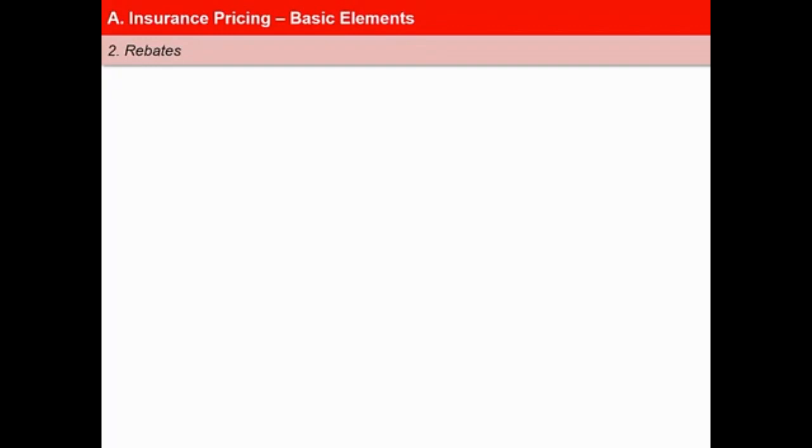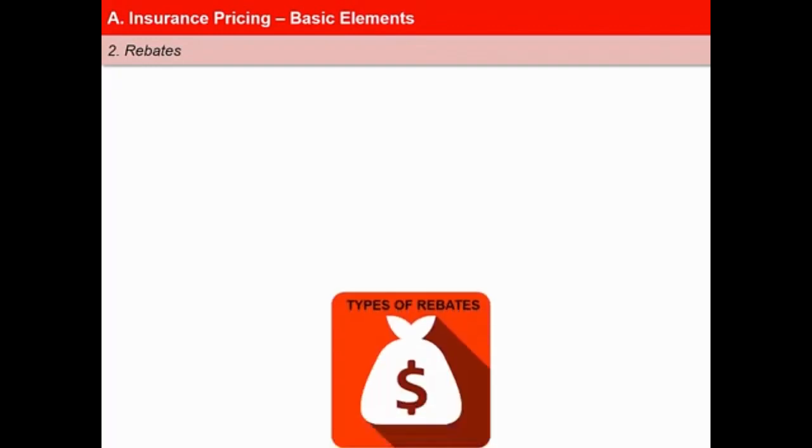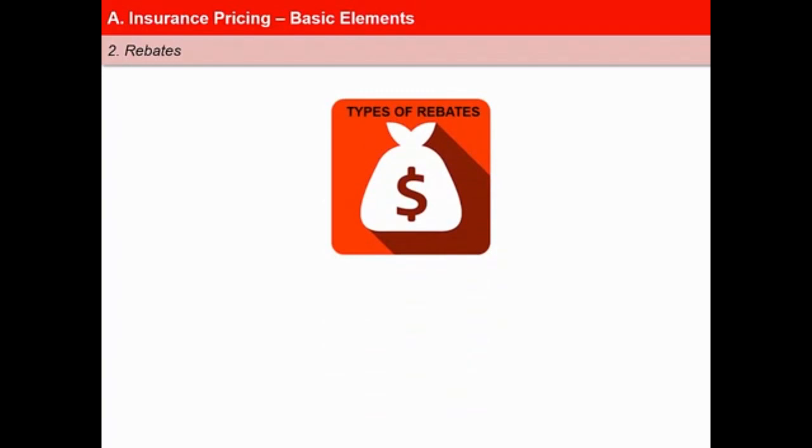Life insurance companies may also offer certain types of rebates on the premium that is payable. There are two types of rebates. First is rebate for sum assured. This is offered to those who buy policies with higher amounts of sum assured.